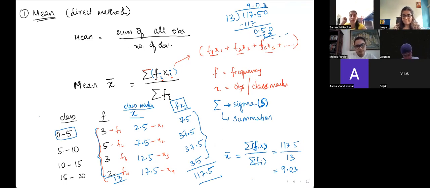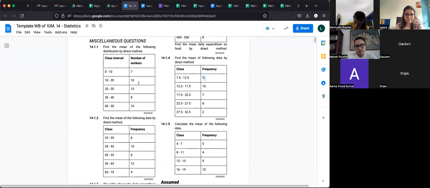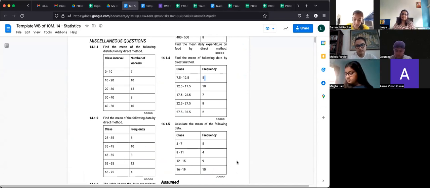Wait, let me open this up. Cool. So look at 14.1.1. Is this visible or should I zoom in? It's visible, ma'am. Okay. You guys do it. If anyone's stuck, let me know now. Otherwise, again, send the final answer directly. Okay.